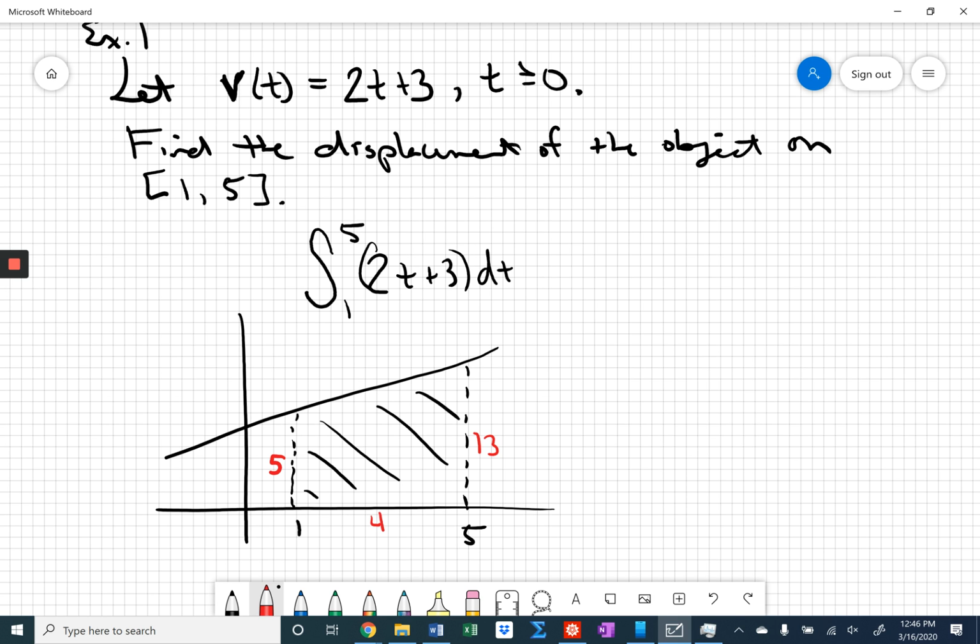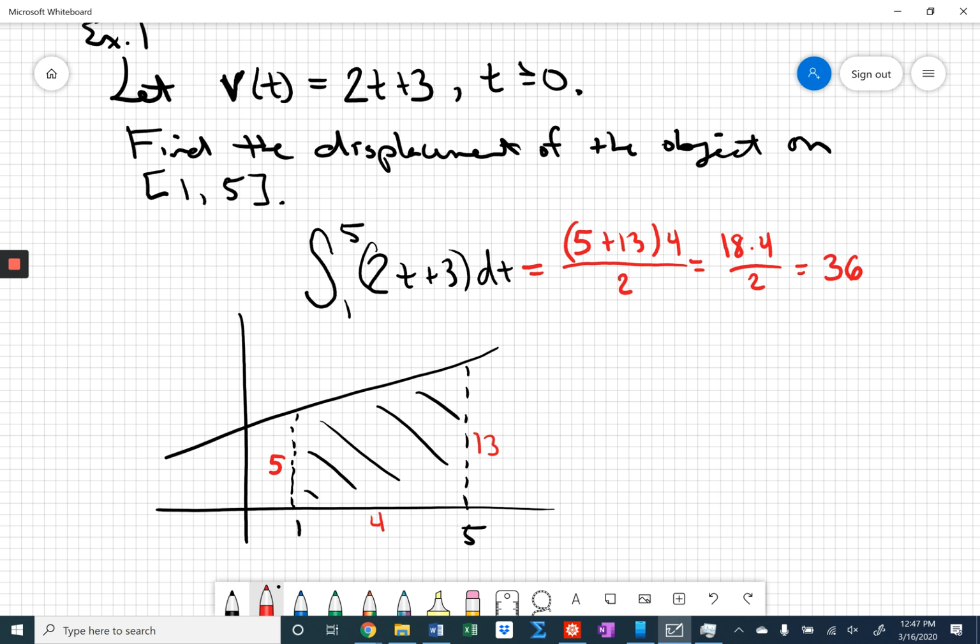And so this, again, is going to be just the area of the trapezoid. So this is going to be 5 plus 13 times the height 4 divided by 2, which is just 18 times 4 over 2, or just 9 times 4, which is 36, or 18 times 2, however you want to look at it. So that means that the object traveled 36 units.